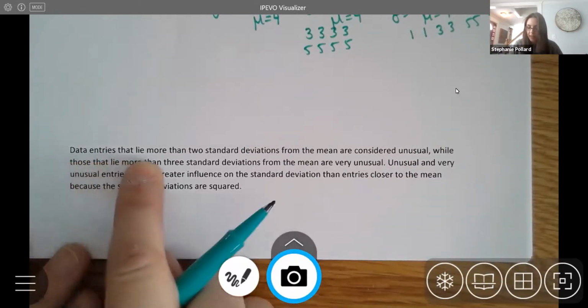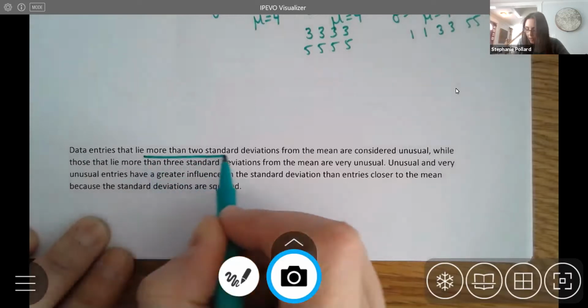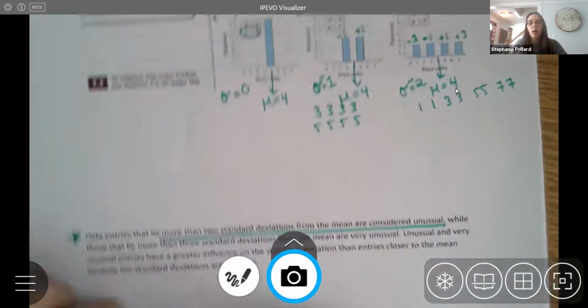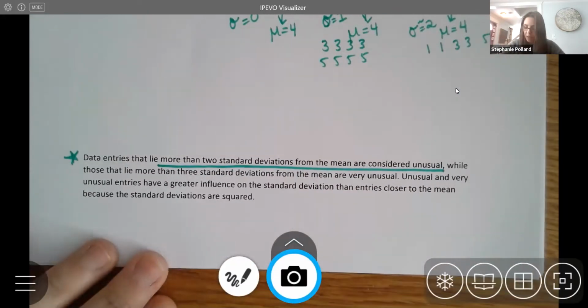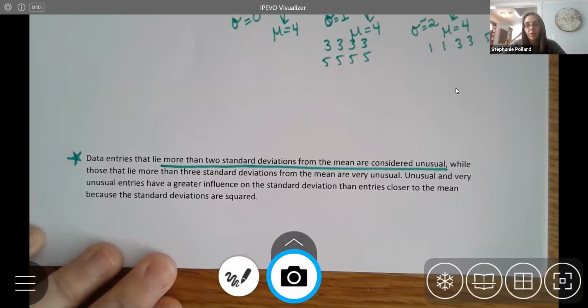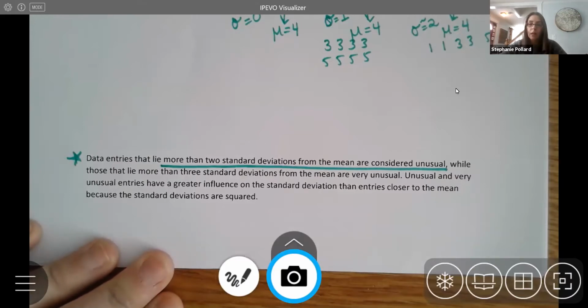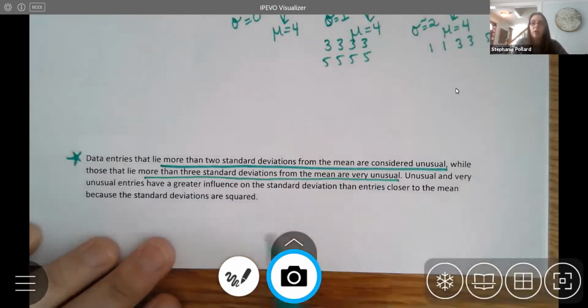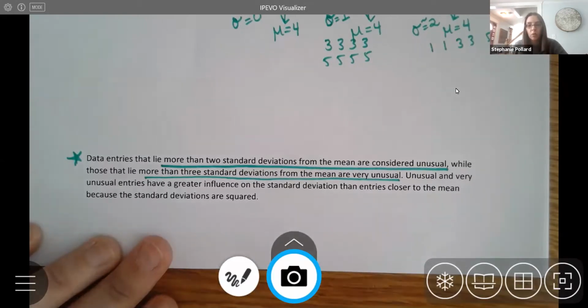Now, data entries that lie more than 2 standard deviations from the mean are considered unusual. This is a really important idea, so we're going to come back to it throughout the course. If a data entry is more than 2 standard deviations away from the mean, then we say that is quite unusual. And if they lie more than 3 standard deviations from the mean, they are very unusual. So data that is close to the mean is more normal, more usual, and data that gets really far away, kind of like that idea of an outlier, becomes more unusual to see.